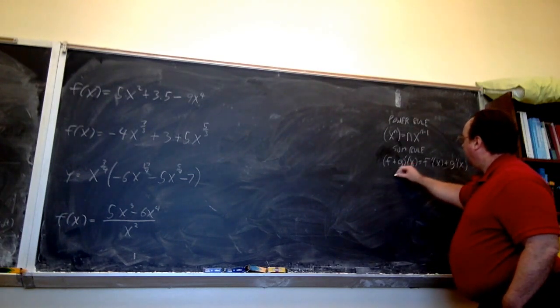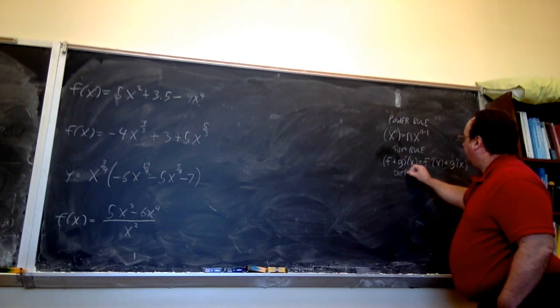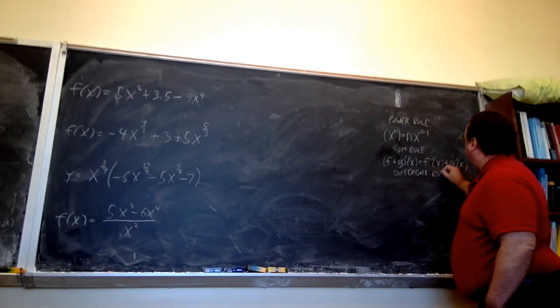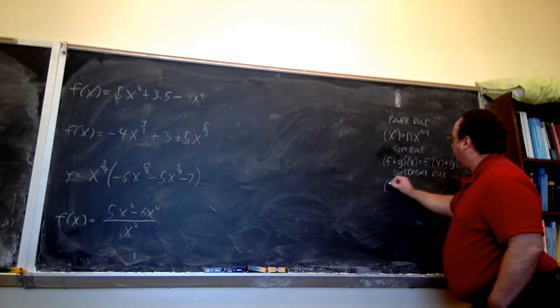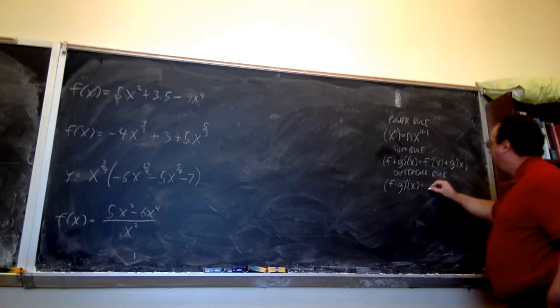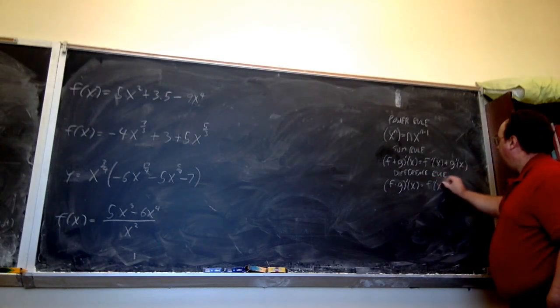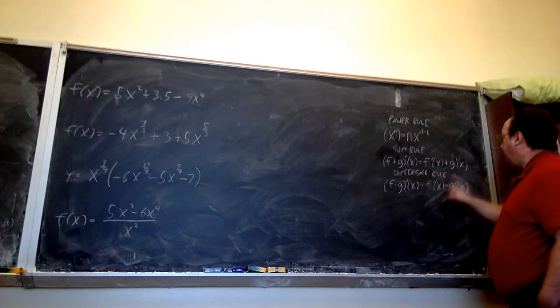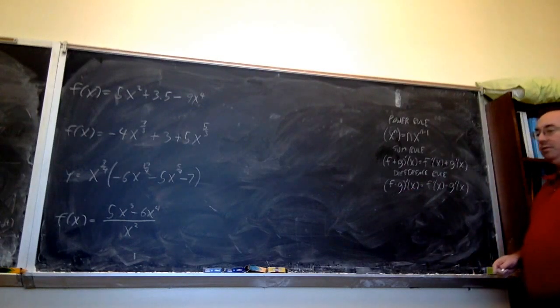So similarly for the differences, the difference rule states that the derivative of a difference of functions is just the difference of their derivatives. So the derivative of f minus g is the derivative of f minus the derivative of g.